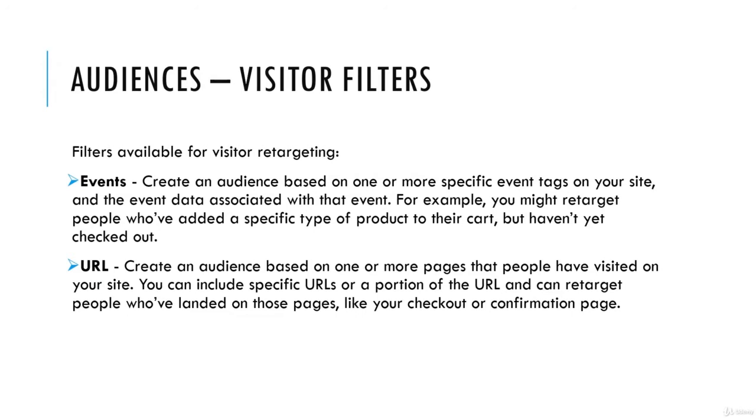The second filter, URL, creates an audience based on one or more pages that people have visited on your site. You can include specific URLs or a portion of the URL and retarget people who have landed on these pages, such as a checkout page, such as a thank you page, or confirmation page after an order, after a newsletter sign up. These are great audiences for retargeting.